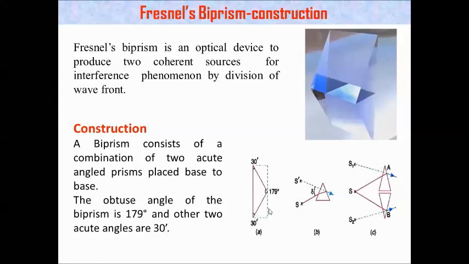For the construction of biprism, a thin glass plate is taken and one of its faces is ground and polished till a prism is formed with an angle of about 179 degree and two side angles of the order of 30 minutes. Biprism is used to obtain two coherent sources for interference phenomenon of light.